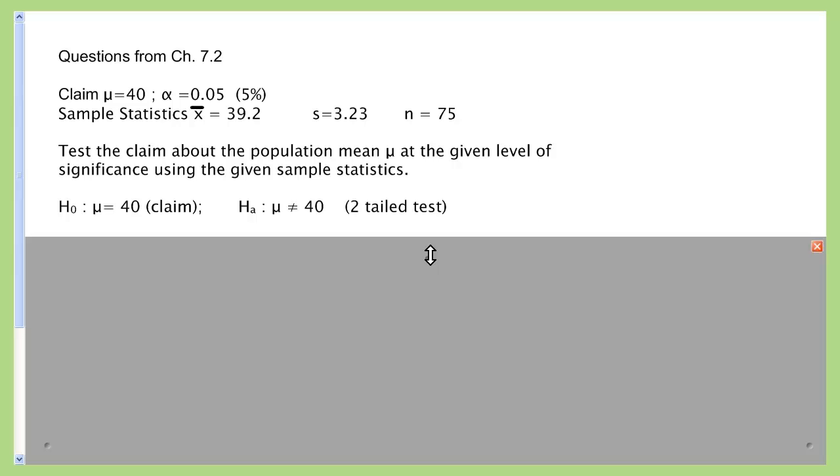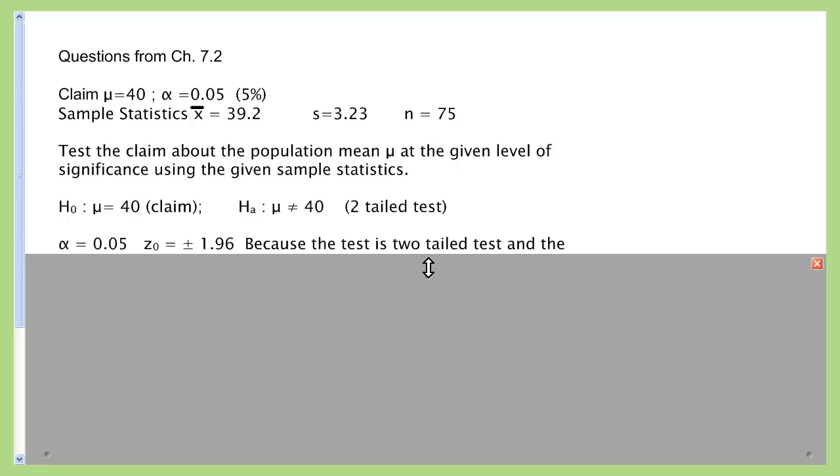First, since mu is equal to 40, this is going to be a two-tailed test. The null hypothesis is going to be mu is equal to 40. That's your claim. And so the alternative hypothesis is going to be mu is not equal to 40, because the H0 is always an equality. It has an equal sign in it, and the HA always has a not equal sign in it.